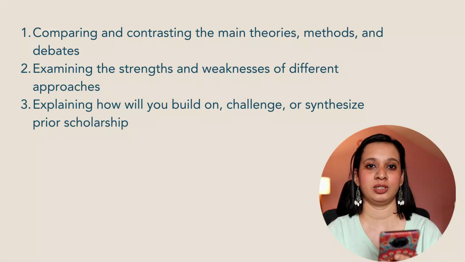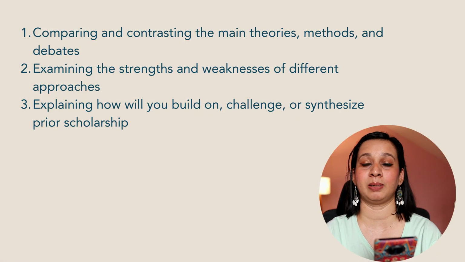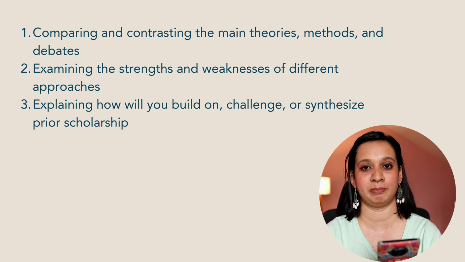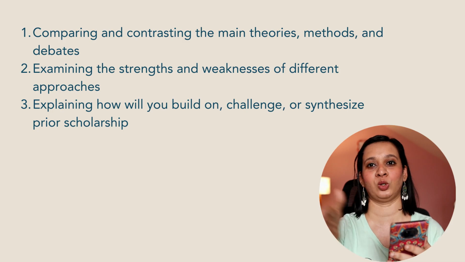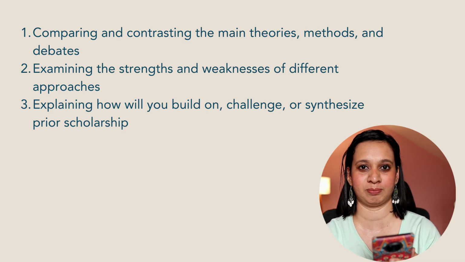In a good literature review, generally you maintain a narrative. When I say you maintain a narrative, whatever your present topic is, you contrast it to different techniques. Okay, and there are three ways of doing that. First, you can compare and contrast main theories, methods, and debates. What are the different arguments about your topic, whether for or against, that you can contrast.